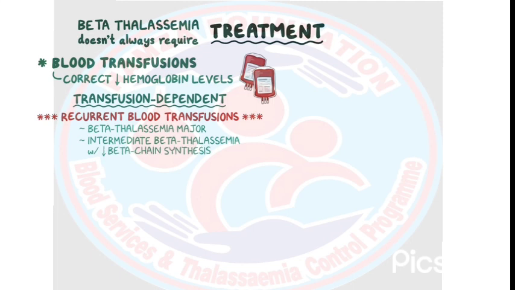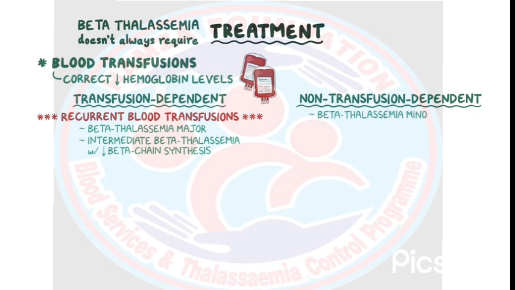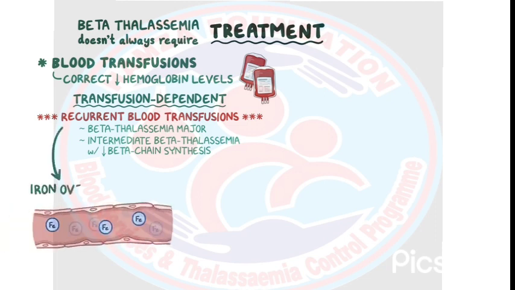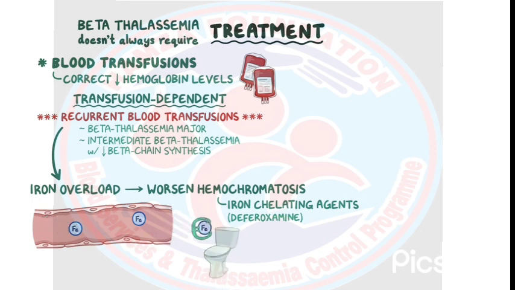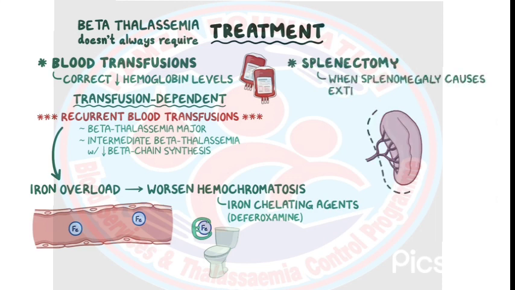The second category is that of non-transfusion-dependent thalassemia, which refers to thalassemias that do not require regular blood transfusions. This category includes beta thalassemia minor and beta thalassemia intermedia with milder symptoms. Keep in mind that regular blood transfusions add up to the iron overload, which can worsen hemochromatosis. To prevent this, iron chelating agents like deferoxamine are given, which trap some of the excess iron and sweep it away through feces or urine. Finally, a splenectomy can be done when splenomegaly causes excess hemolysis.